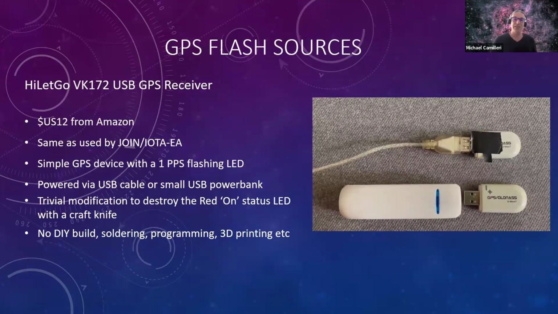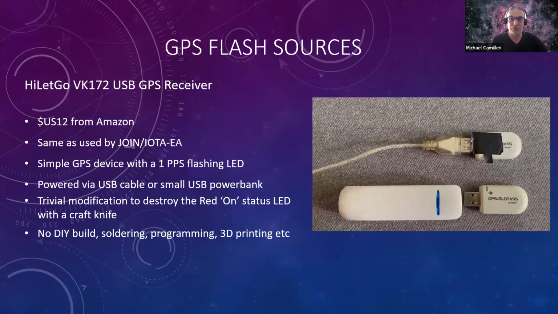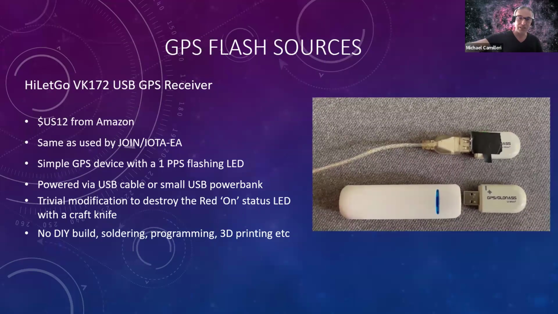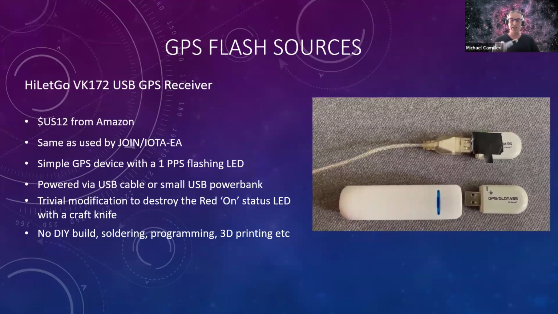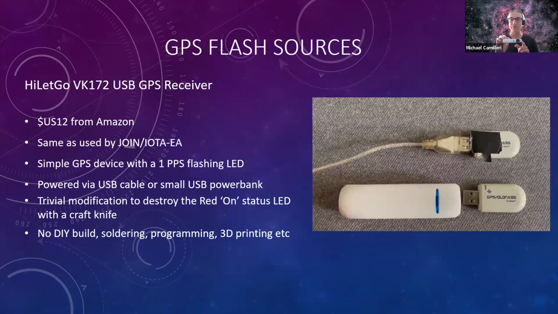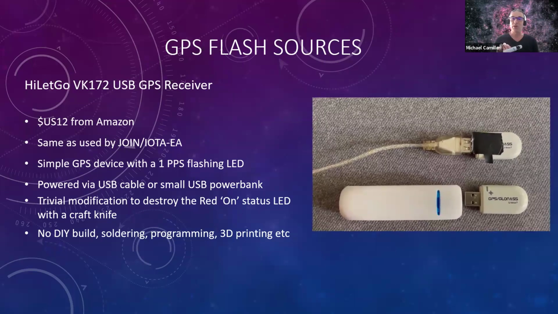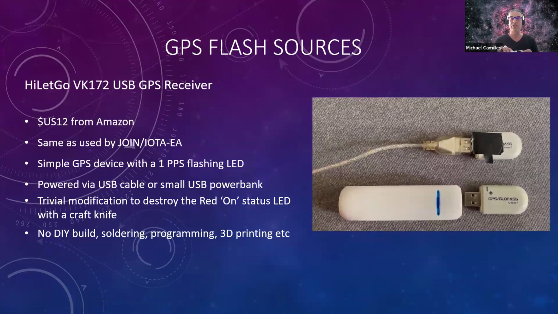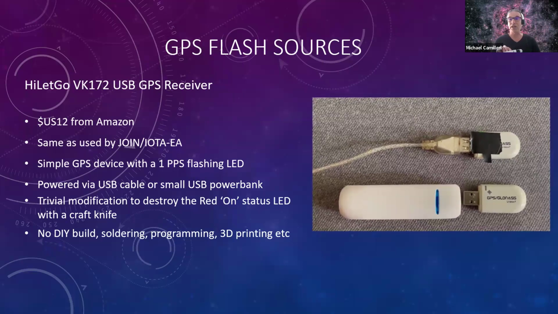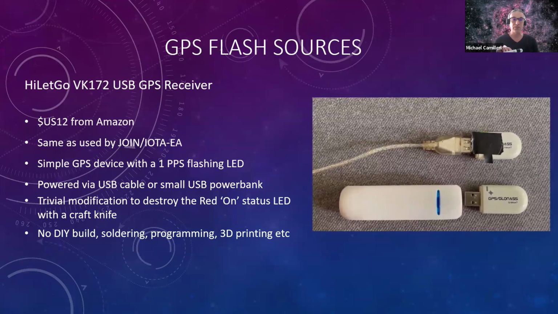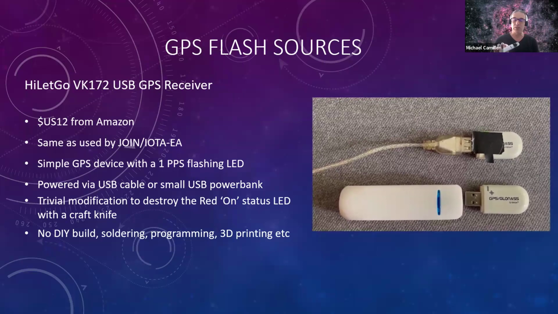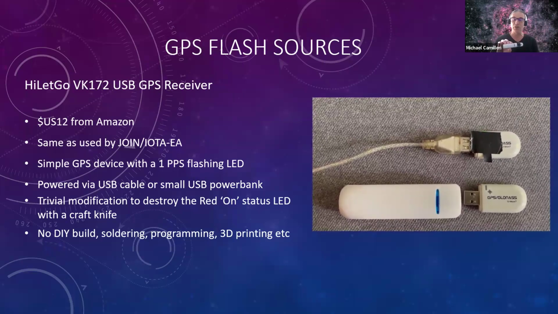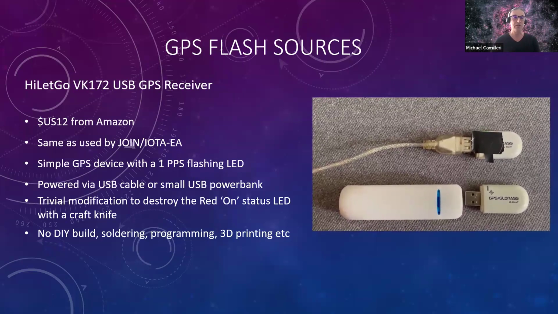So to get started, you actually need a GPS flash source. This one will start ticking away. This unit, the little USB stick, this part of it, that's around about $12 from Amazon. It's the same model that's used in Japan, so it's been well tested. It's just a very, very simple GPS device, and it has a LED that flashes once every second. And you can power it from a USB cable or, as I do, from a USB stick, and it can just sit in your pocket.